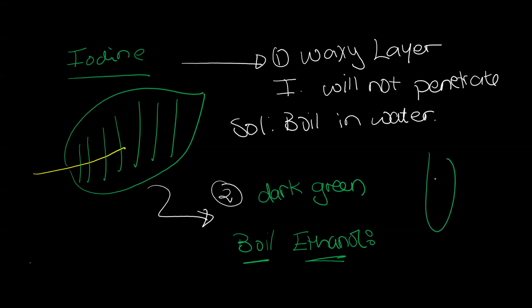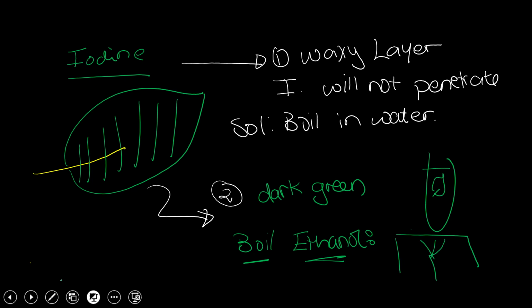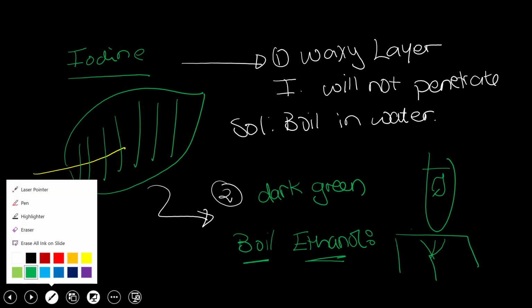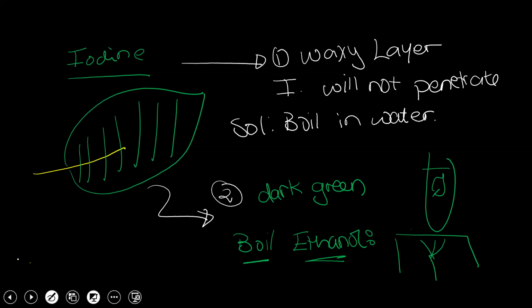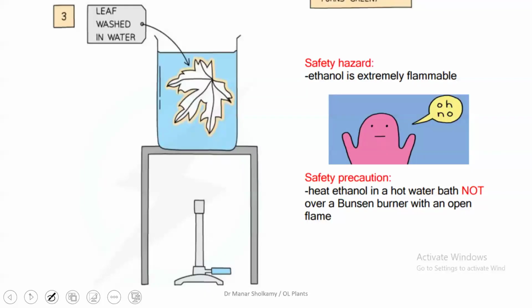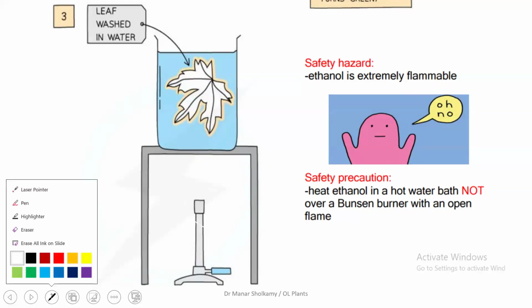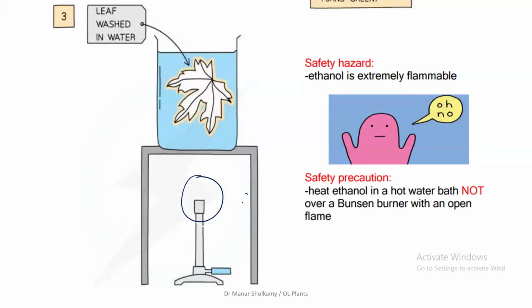Do I put it in ethanol, this is my leaf, and then put the test tube directly over a flame? No, because ethanol is flammable. Excellent. Then what do I do? Use a water bath. Very good. Yes, I will put it in a water bath, and my Bunsen burner will be switched on or off? Off. Very good. So this is step number 2.